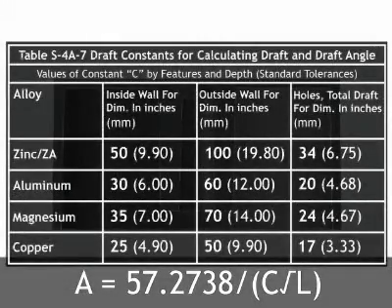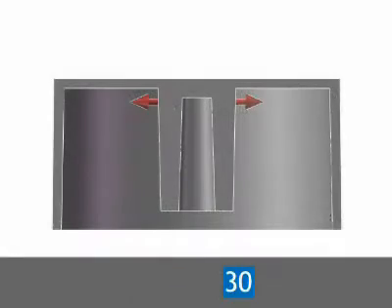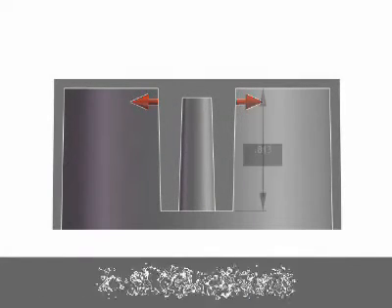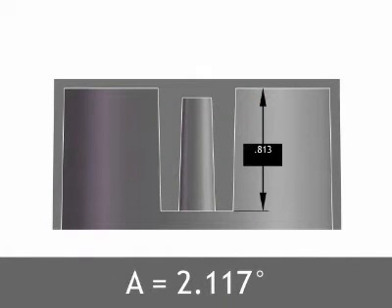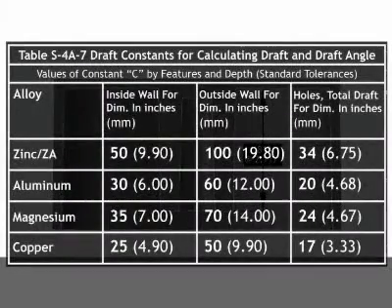The first feature to receive draft is an inside wall, so the value for C must be selected from the chart. In this case, the part is an aluminum alloy and the draft is for an inside wall, so C equals 30 when using inch units. Next, a value is needed for L, in this case 0.813 inches, which is the depth of the feature receiving draft. Solving the formula results in the required draft angle of 2.117 degrees.